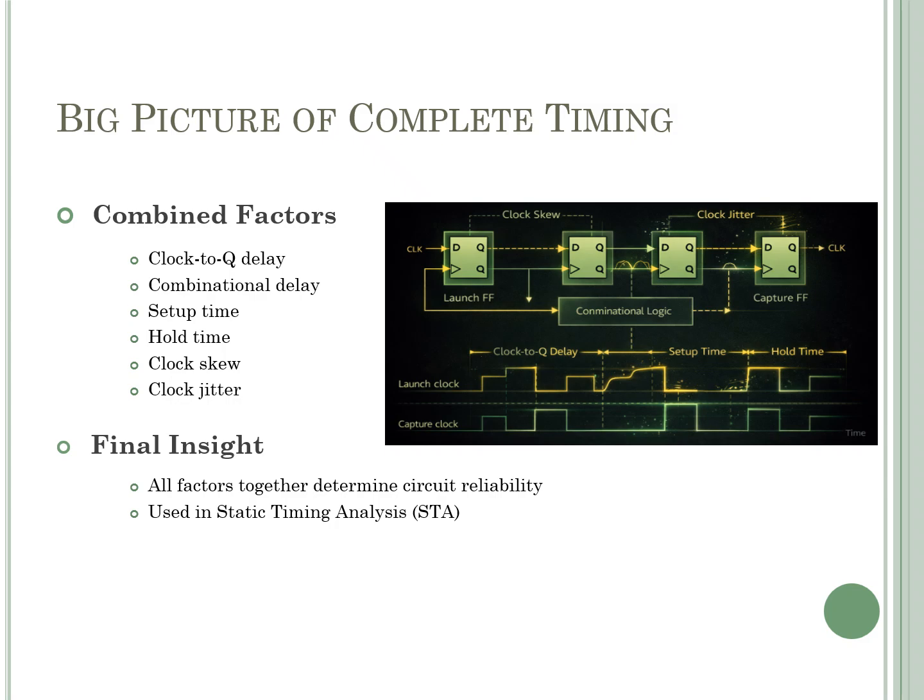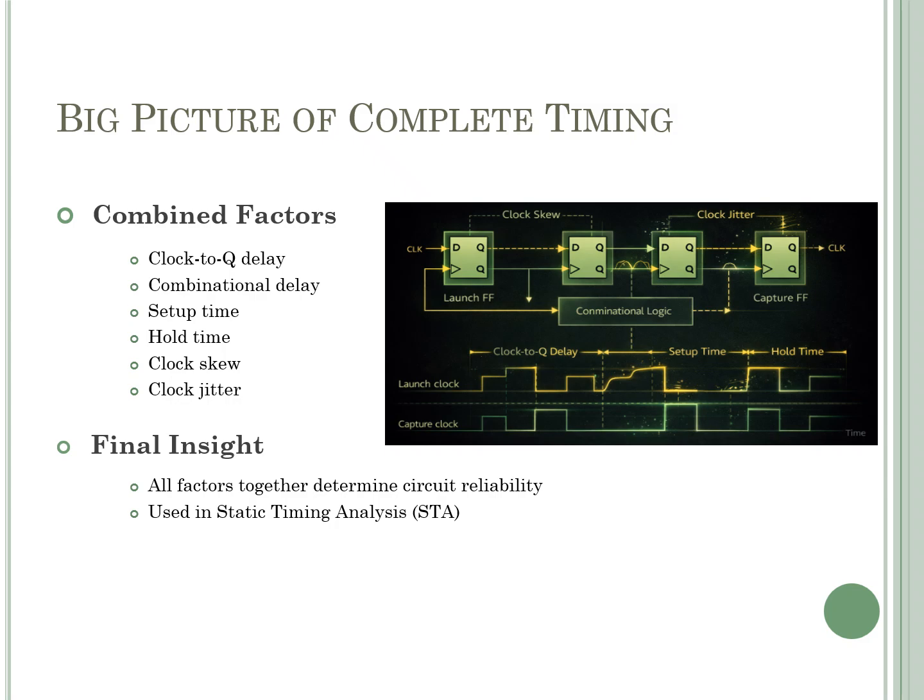First, clock to Q delay. When the clock arrives at the launch flip-flop, the output does not change instantly. There is a delay called clock to Q delay. Second is combinational delay. Data travels through combinational logic. Each gate adds delay, and the total delay becomes significant. Third is setup time. Before the clock reaches the capture flip-flop, data must be stable for some time. This is called the setup time. Fourth is hold time. Even after the clock edge, data should not change immediately. This is called the hold time.